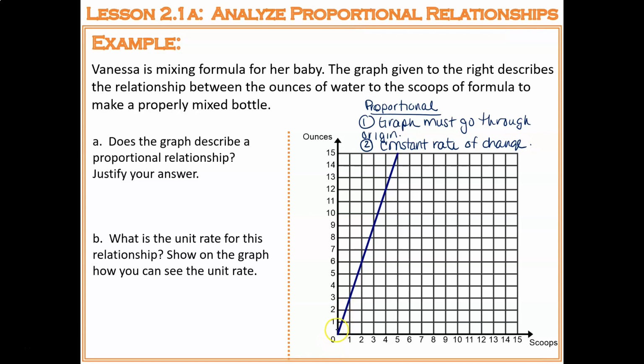This one definitely goes through zero, but I want to show you something. If I make this little triangle here, it goes up by 3 over 1, and it continues to go up by 3 over 1. So my rate of change is 3 over 1, and it remains 3 over 1 the entire time. So yes, it is proportional. It goes through the origin and has a constant rate of change.